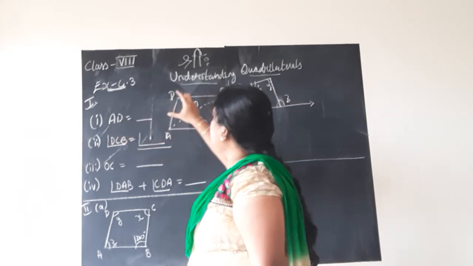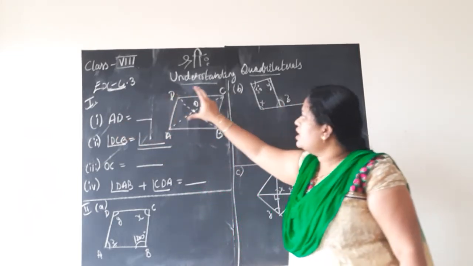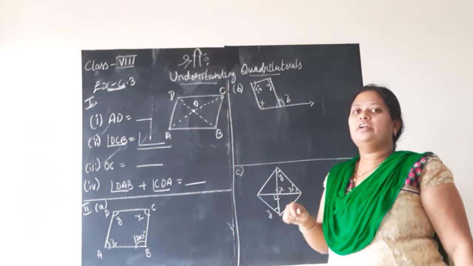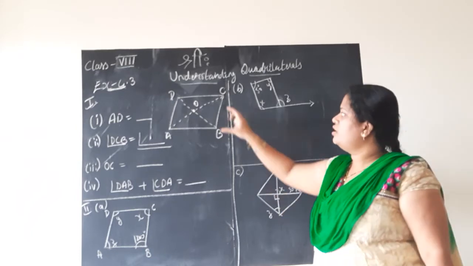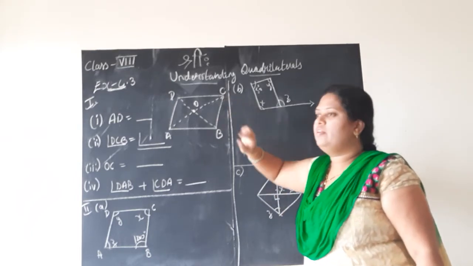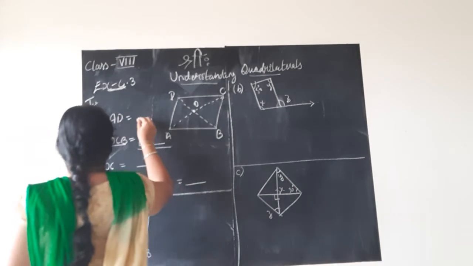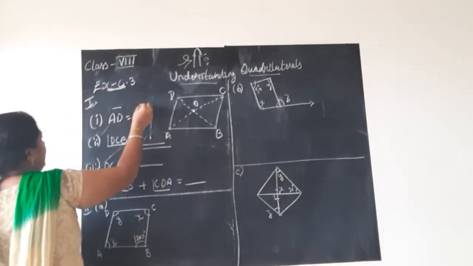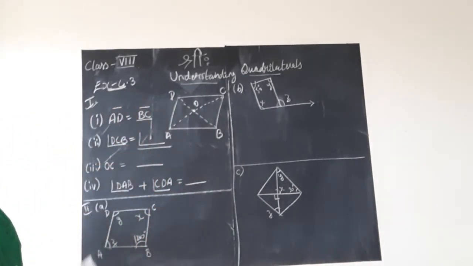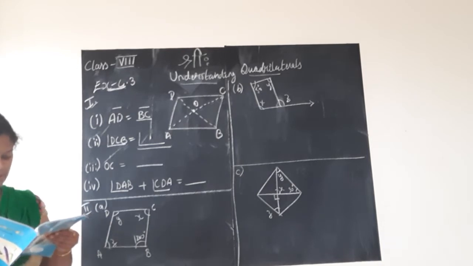What is AD equal to? According to the properties of parallelogram, children, AD is equal to BC. Why? Opposite sides of a parallelogram are equal. So side AD is equal to side BC of the parallelogram.